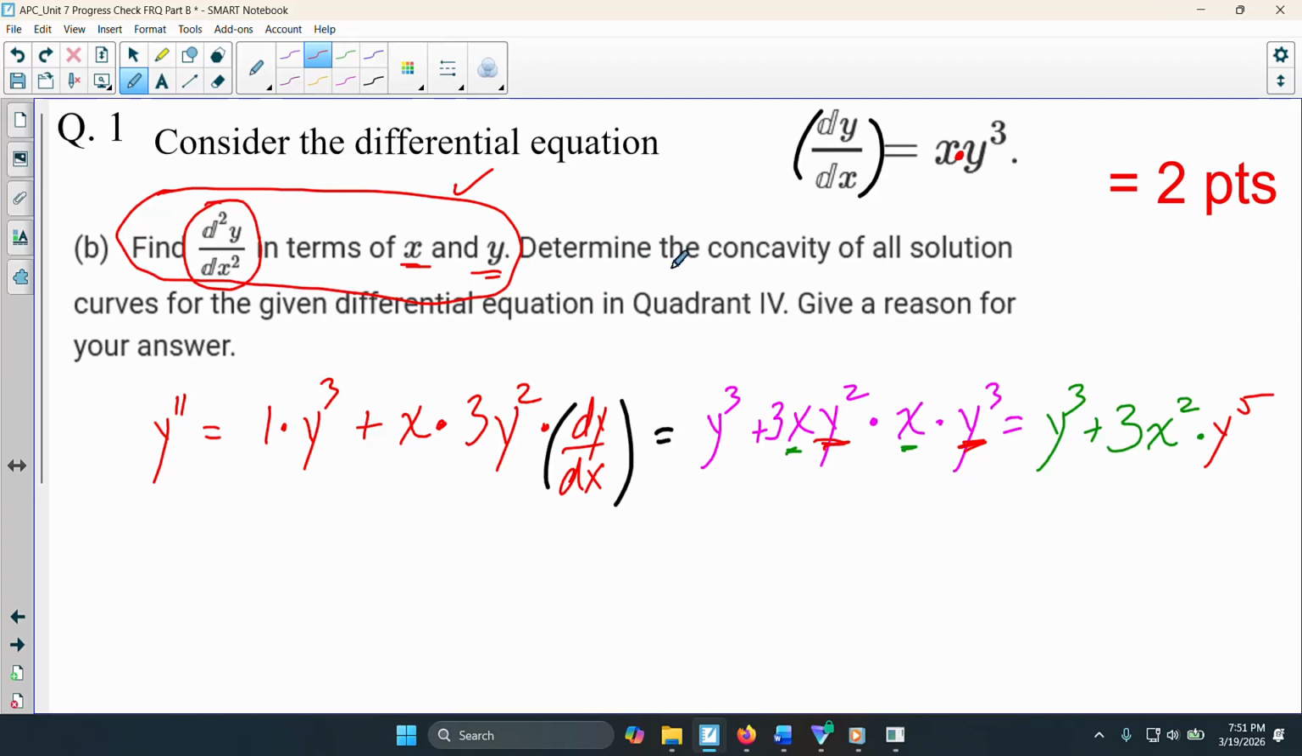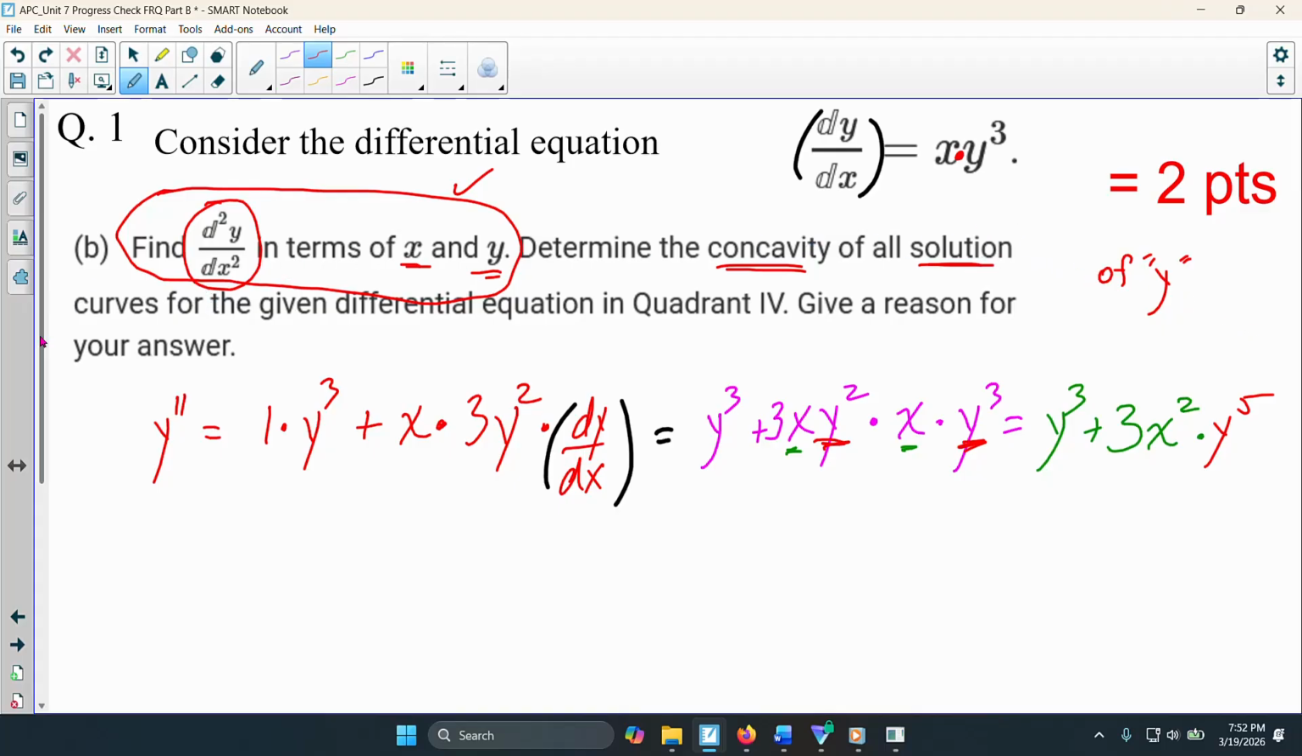All right, second part. Determine the concavity. Remember what concavity has to do with. It's the concavity of the original y, of the solution curve, because y is the solution to this differential equation. Anyway, it has to do with the sign. If the second derivative is positive, the concavity is this. If the second derivative is negative, the concavity is the other thing.